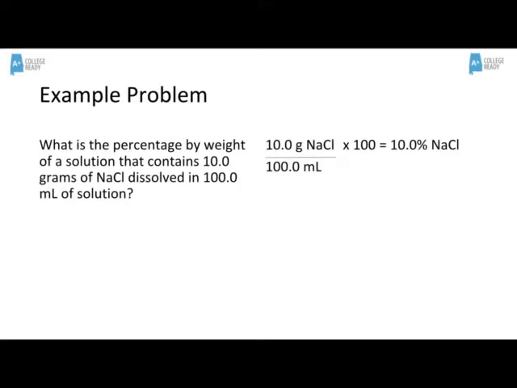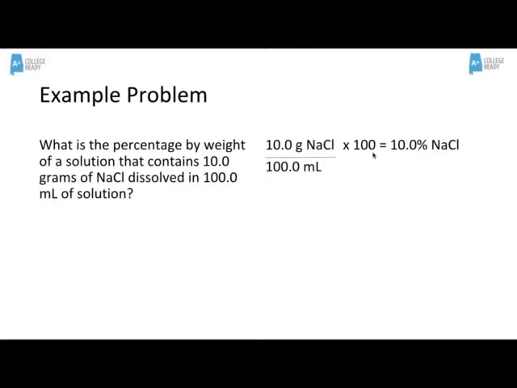So an example problem would be, what is the percentage by weight of a solution that contains 10 grams of NaCl dissolved in 100 milliliters of solution? So I take the mass of my solute. In this case, that would be my sodium chloride. That's what I'm dissolving. So that goes on top, 10 grams. And I'm going to divide that by the volume of the solution. So the solution was 100 milliliters.